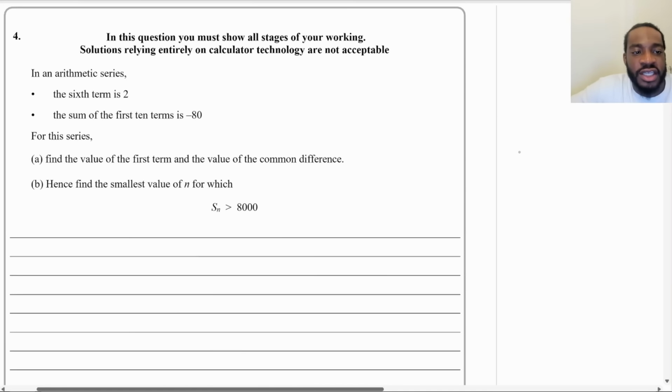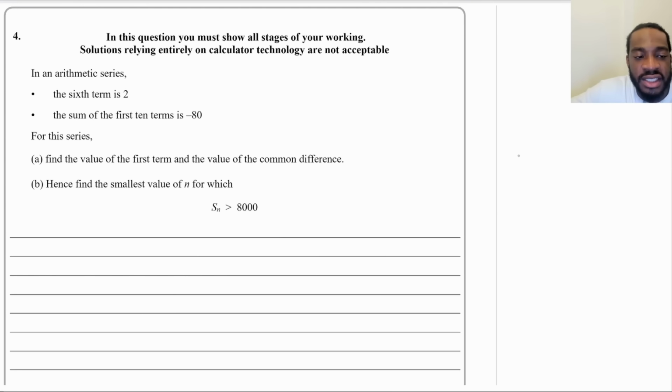Okay, so question 4 says, in an arithmetic series, the sixth term is 2. The sum of the first 10 terms is minus 80. For this series, find the value of the first term and the value of the common difference for part A. So they want A and D. Okay, they've given us 2 bullet points with 2 bits of information. We need to create 2 equations, solve this simultaneously.